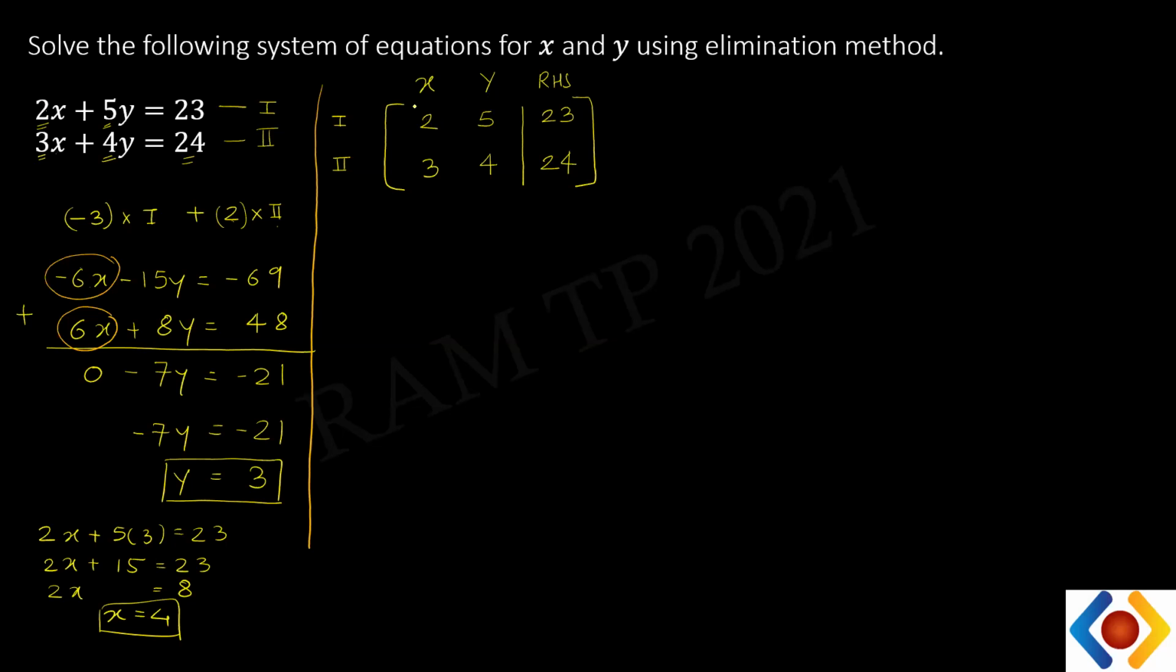So if I expand this, what will I get? 2x plus 5y is equal to 23. Okay, my first equation. If I expand the second row, 3x plus 4y is equal to 24. Are you all fine with this? Yes, sir. Okay. Now the interesting part.